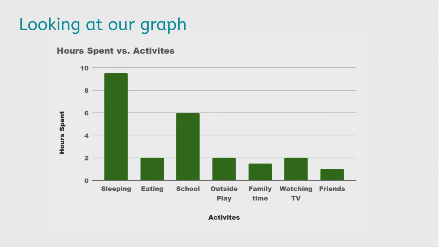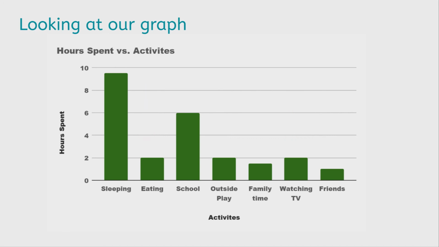And if we look really closely, we can see that maybe there's a few of the bars that are the same height. So eating, outside play and sports, and watching TV, those bars are all at the same line, which is the 2-hour line. So we spend the same amount of time every day doing those things.